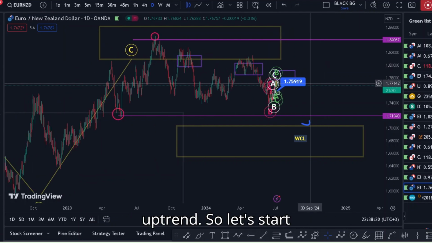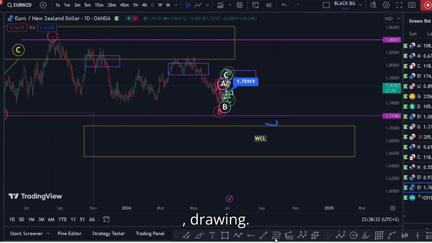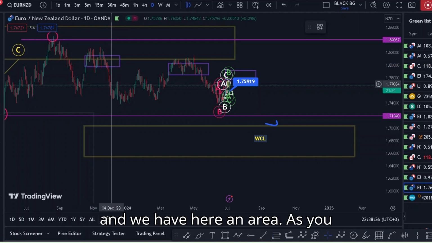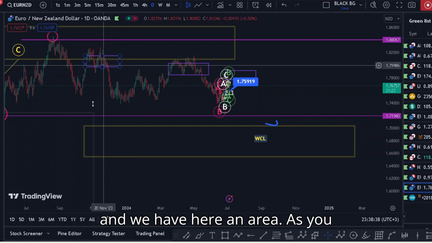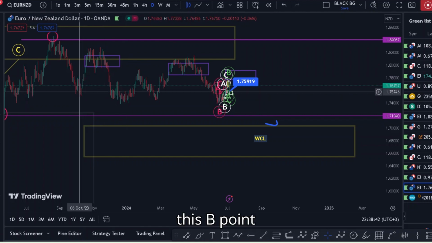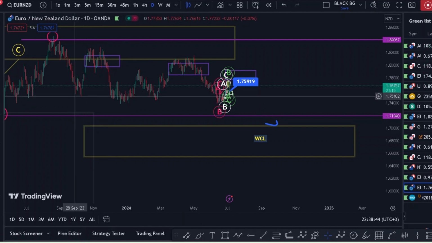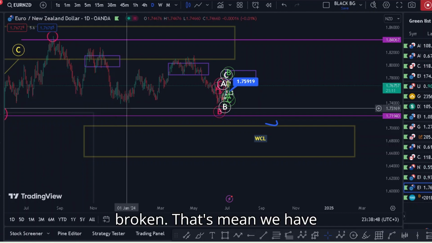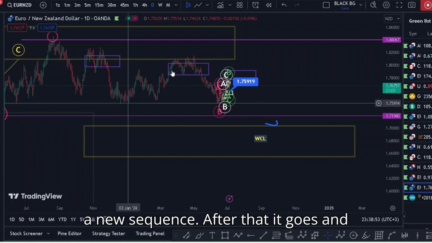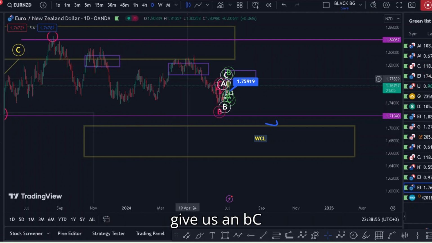So let's start drawing. I use Fibonacci retracement, and we have here an area. As we notice here, this A point has been broken. That means we have a new sequence. After that, it goes and gives us a BC area.